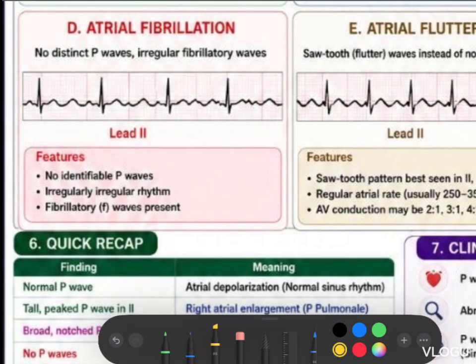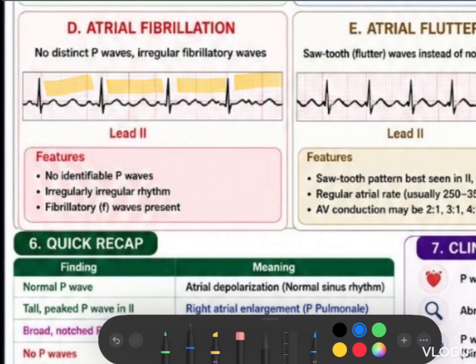Next, the P wave and atrial fibrillation, one of the most important ECG diagnoses. In atrial fibrillation there are no distinct P waves. Instead we can see irregular fibrillatory waves and an irregular rhythm. You can see here this is the distance. If the patient has this, the patient will have a problem with the distance.